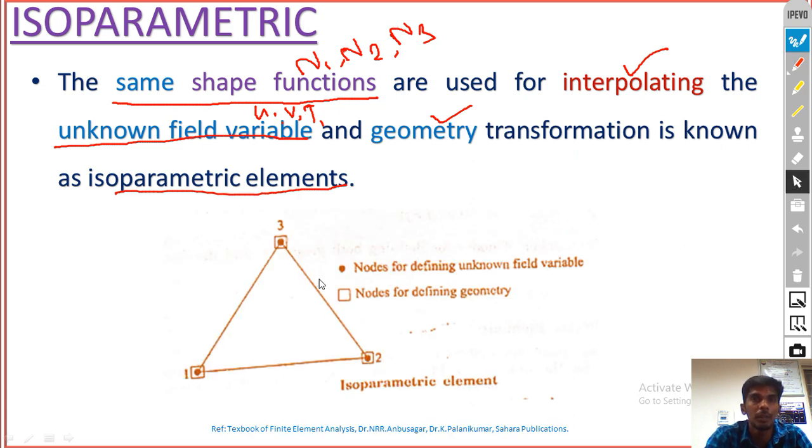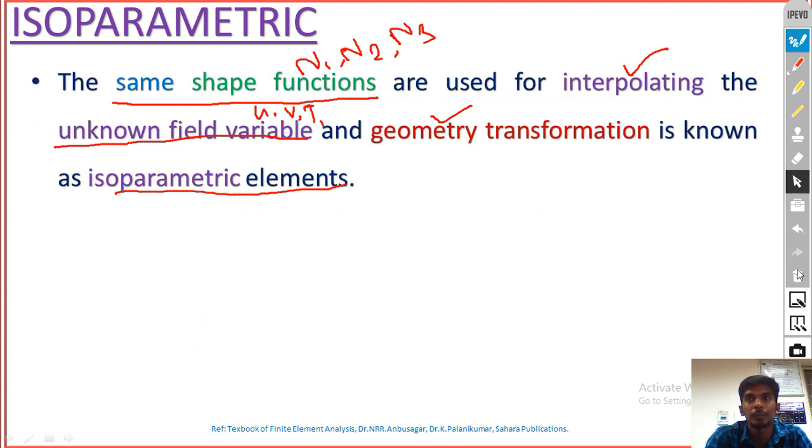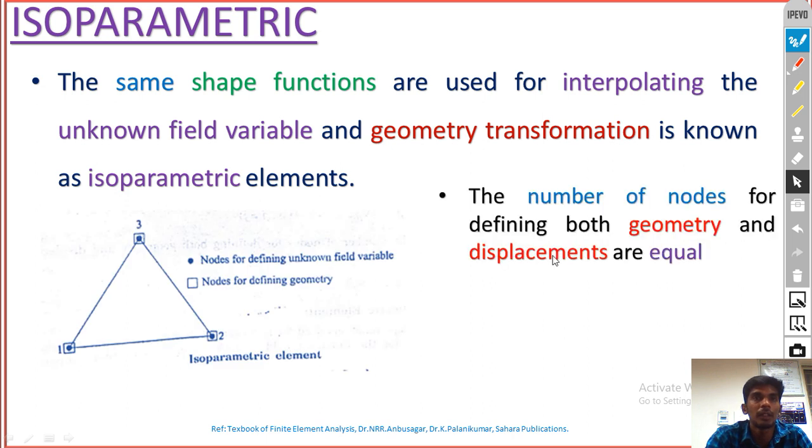Here the bulleted point indicates nodes for defining unknown field variables, and the box indicates nodes for defining geometry. This is for representation. Let's see the next slide. It is the same definition but with a different approach. In addition to the definition, we include one more key point: the number of nodes for defining both geometry and displacements are equal.